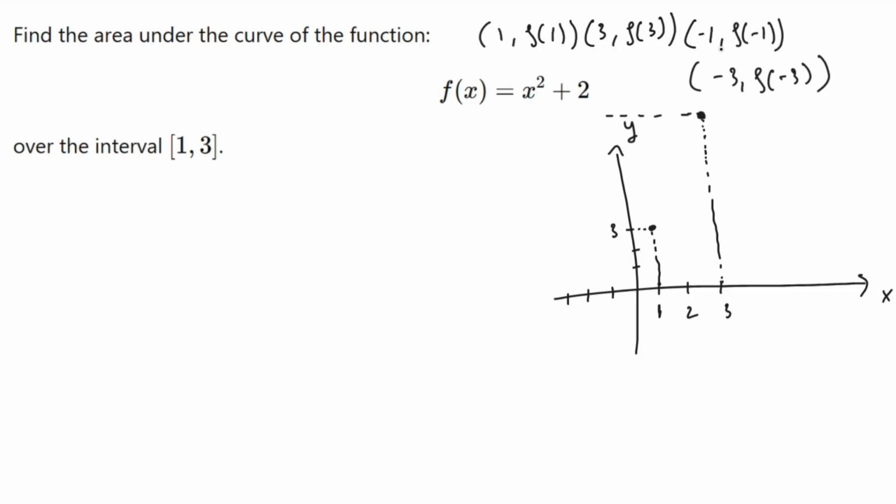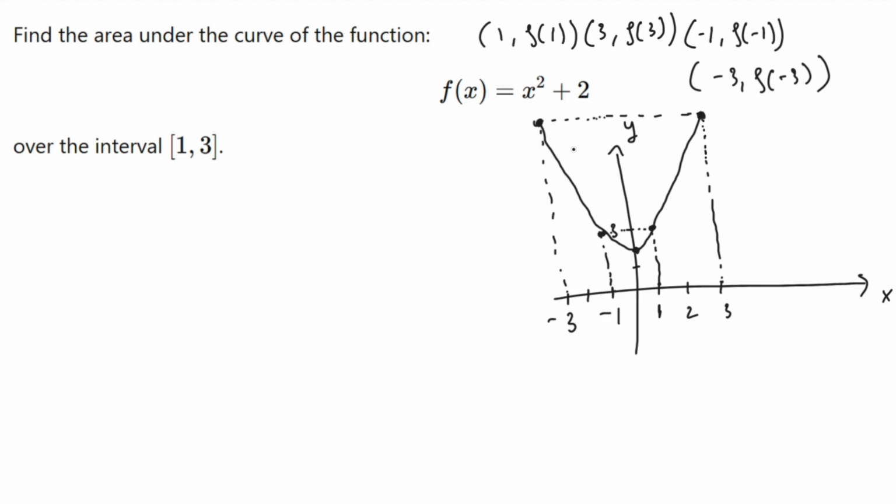And when x equals -1, we have to find f(-1). So this is -1, and f(-1) is 3, this point. And this is -3, and f(-3) is also 11, this point. So when x equals 0, f(0) equals 2, so this point. So we draft the function. I will connect these 5 points. So this is our function.